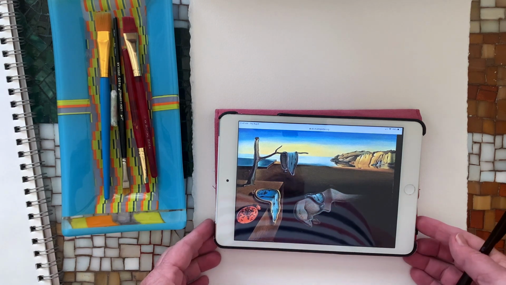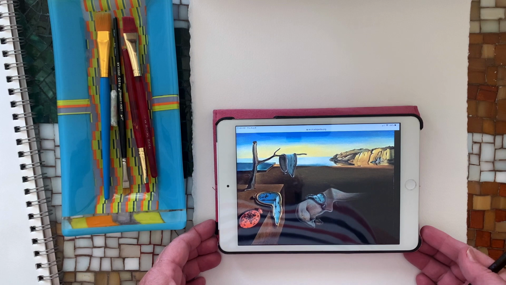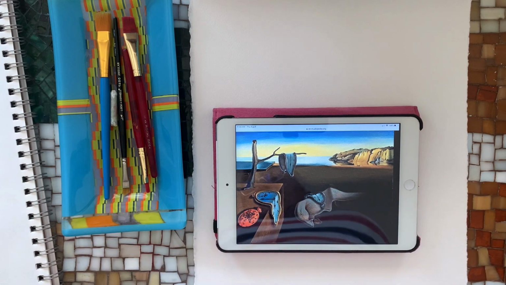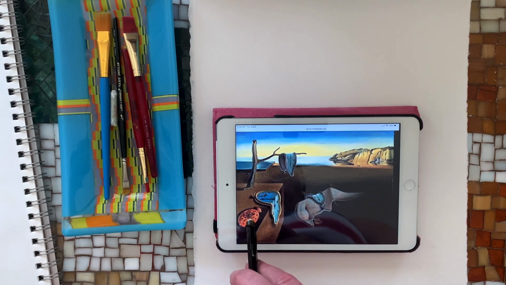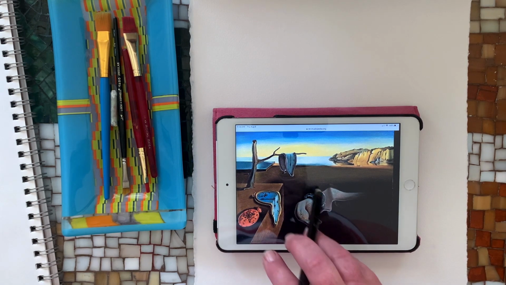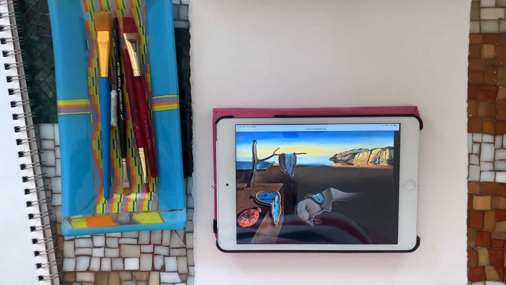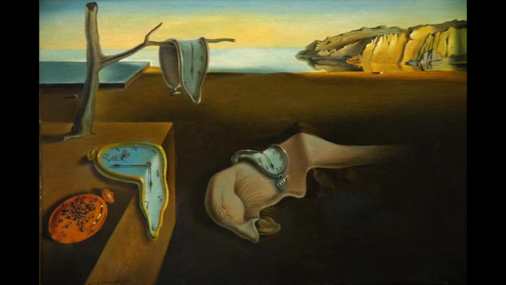This is a painting done by Salvador Dali. It's called The Persistence of Memory. He painted it in 1931. See the clocks? They were a symbol to him of space and time.